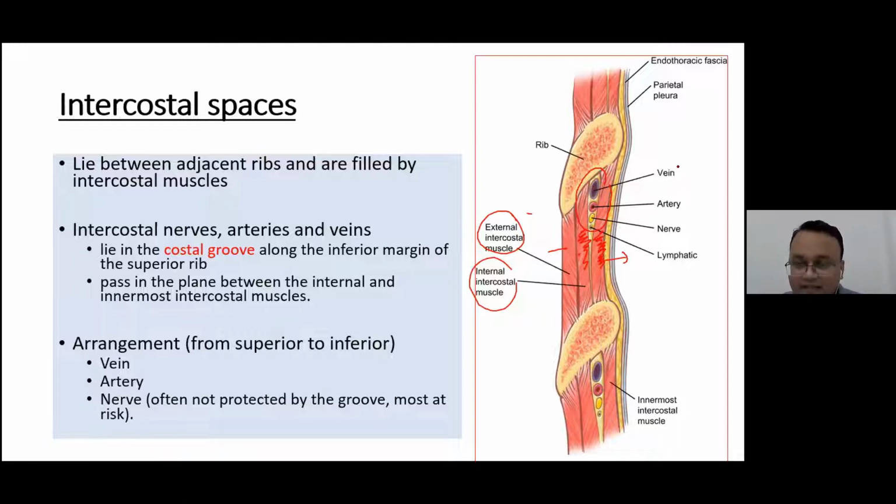Okay, we have the vein most superiorly. Just beneath it is the artery, the intercostal artery. Then we have the intercostal nerve, right? So they are lying at the inferior border, at the costal groove, between the internal and the innermost intercostal muscle.